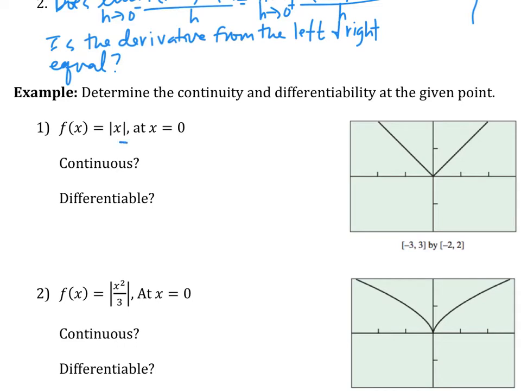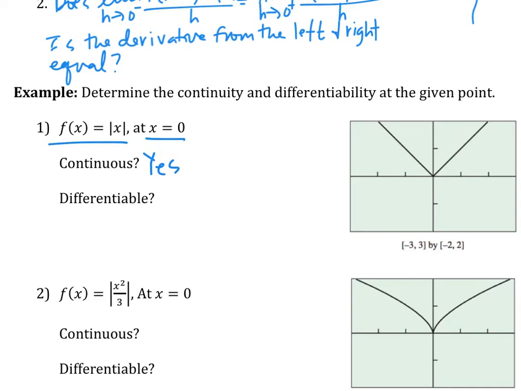So we have this function, absolute value of x. The question is, is it differentiable at 0? First, is it continuous at 0? Yes, it's continuous at 0. Is it differentiable at 0? Differentiable at 0 means, what is the derivative from the left and what is the derivative from the right? So the derivative from the left of 0, what is that slope? Remember, derivative means slope.